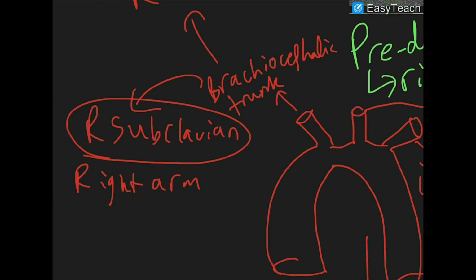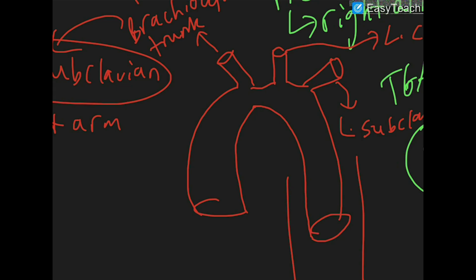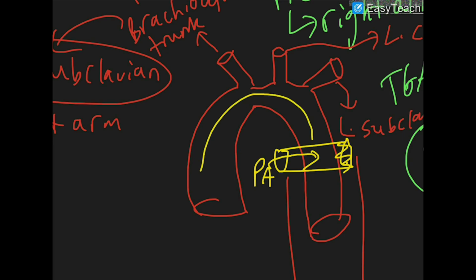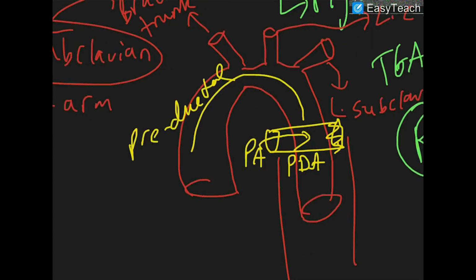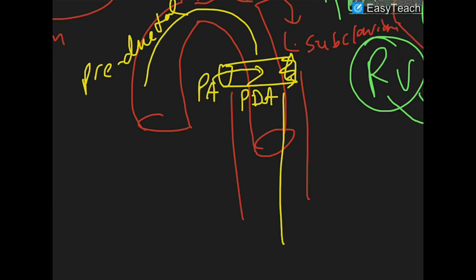So if we were to depict where the patent ductus arteriosus is, we said it's right around here, where the pulmonary artery feeds in. Anything this side of the patent ductus arteriosus, or the PDA, will be called preductal. And anything after the PDA will be called postductal.